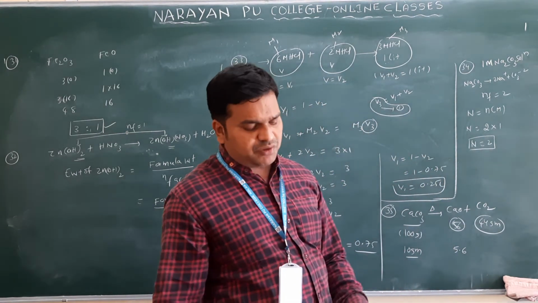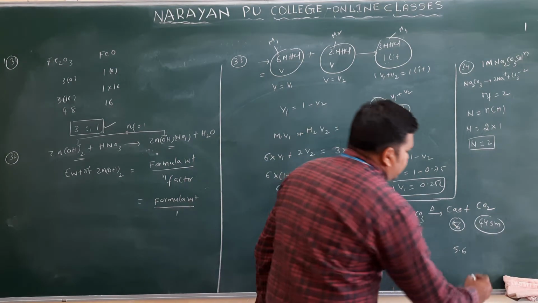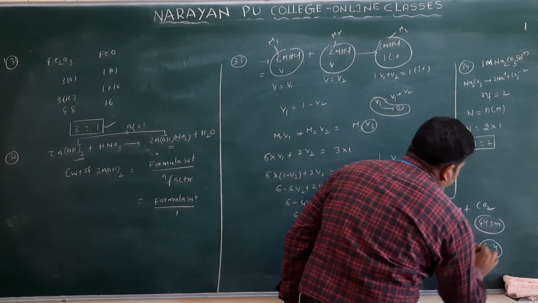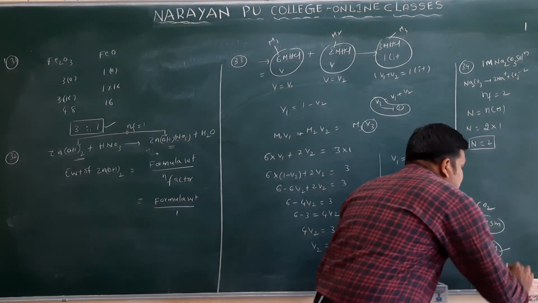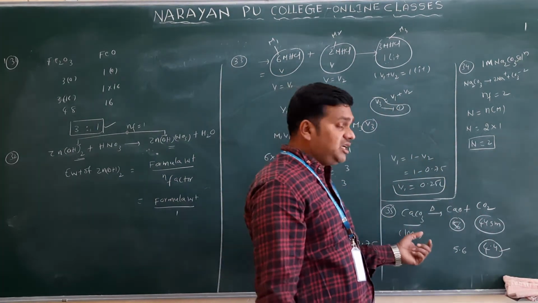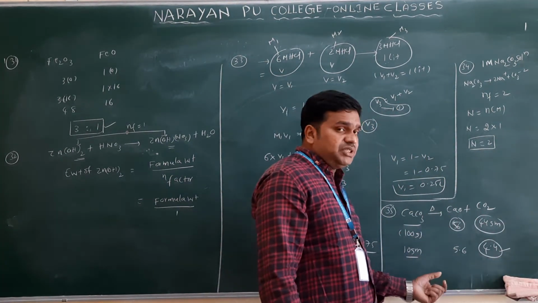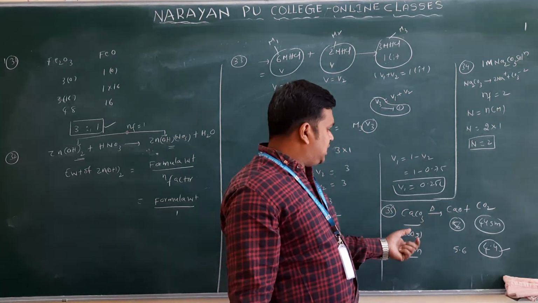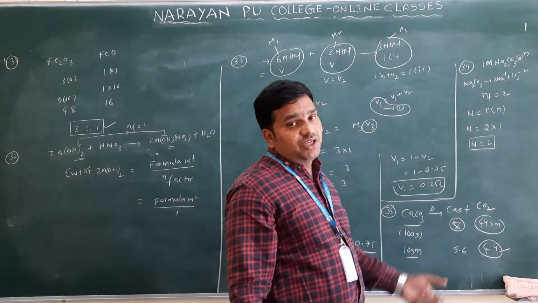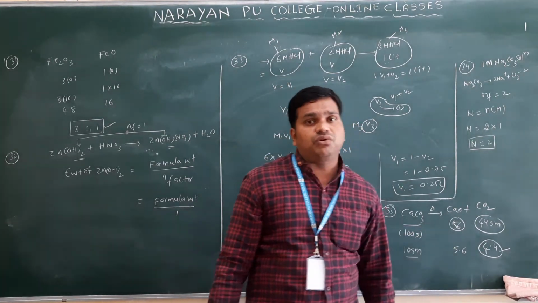If you write 44 by 10, then you will get 4.4. So what is your answer? 4.4 grams of CO2 formed in the reaction. First I wrote the balanced equation information, then the given information. I will compare the given information with the information from the equation, and I get 4.4 grams only.